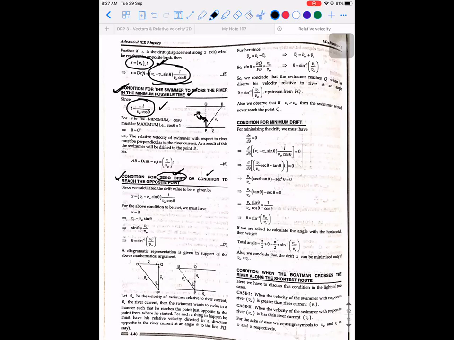Yes, sir. So this is all about relative velocity in the case of a river and man problem.